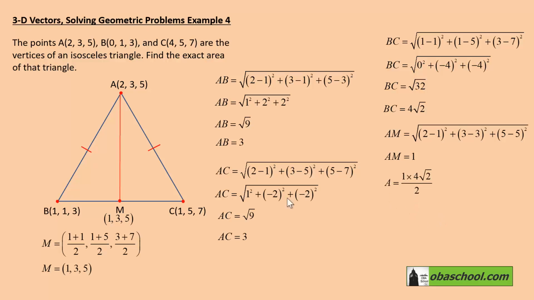So the area is going to be the base, 4 root 2, times the height of 1, divided by 2, which gives us 2 root 2 square units.